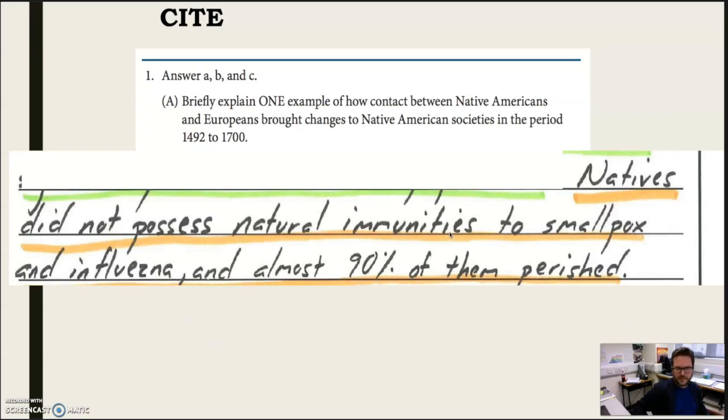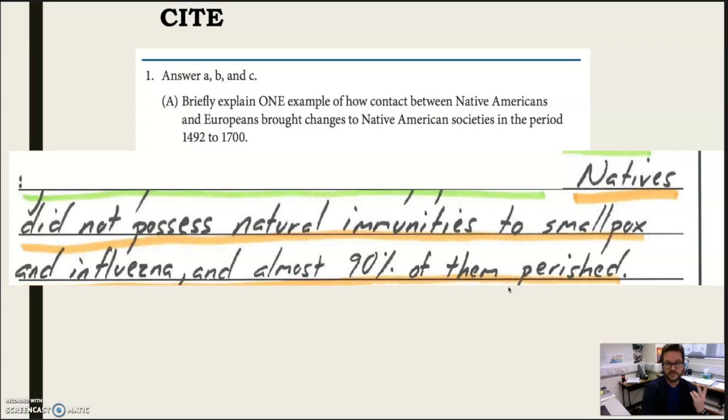All right, so here's the example I have. Natives did not possess natural immunities to smallpox and influenza, and almost 90% of them perished. So do you guys see what's happening here, right? 90% perished. Very specific, right? Specifically identifying diseases, right? Not just broad diseases, but natives did not possess natural immunities to smallpox and influenza. These are very specific diseases that attack, and how many, like an actual stat that showed how many died. So this is where we have that citation. So that's our second sentence, right?